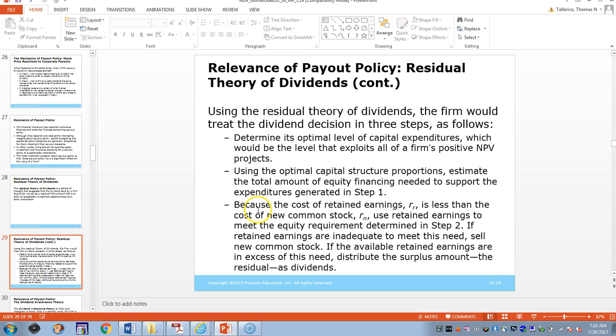So basically, if you want to know why the cost of retained earnings is less than new common stock, go back to, I believe, chapter 8 or 9. So if retained earnings are inadequate to meet this need, sell new common stock. If the available retained earnings are in excess of this need, distribute the surplus amount, the residual, as dividends. So they make a decision whether to issue new stock, to use that to pay dividends, or use the retained earnings.